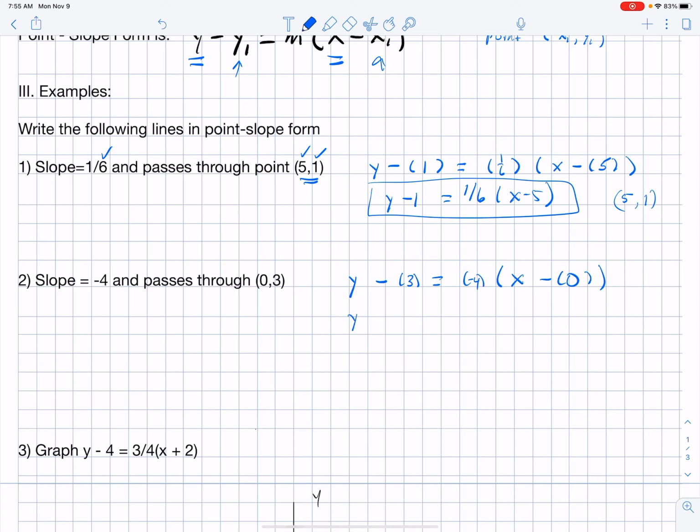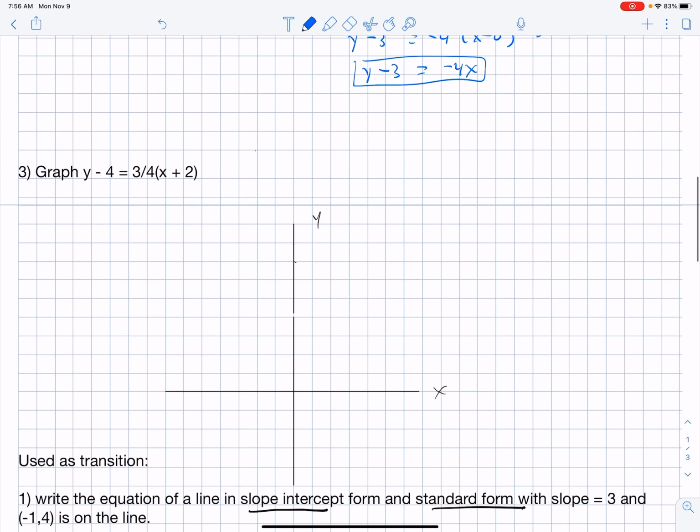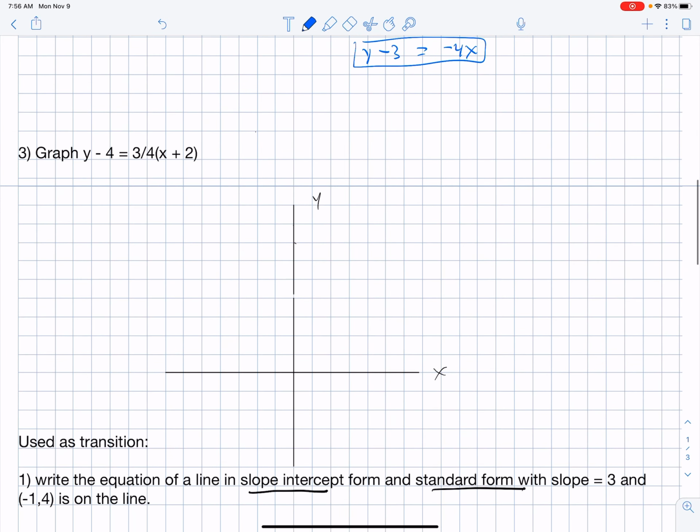So we're going to get y minus 3 equals -4 times x minus 0. Well, x minus 0 is just x, so it would be y minus 3 equals -4x. And we can simplify it. If you were to leave it like that, it would be fine, but we want to simplify it as much as we can, okay? So if we graph, this is really easy to graph, except for one very important thing. Your point comes out opposite.